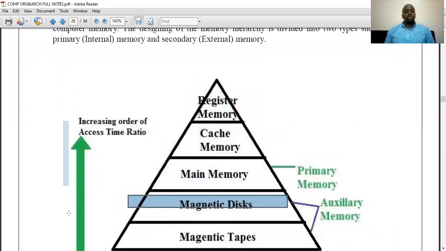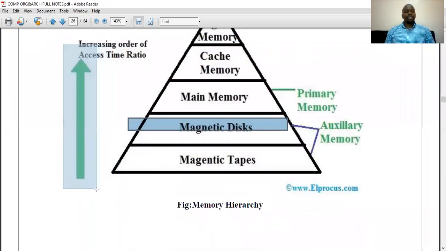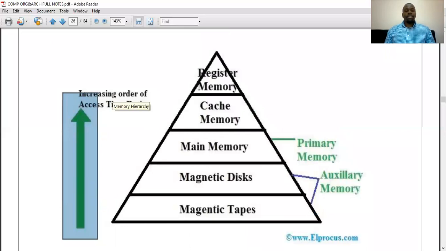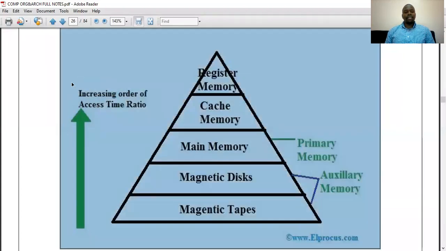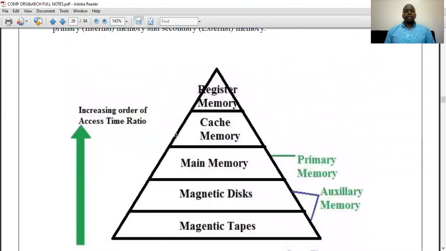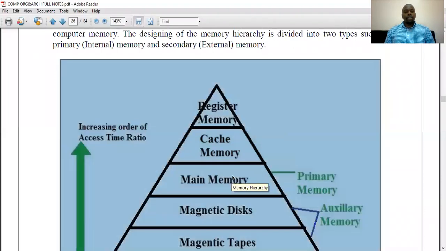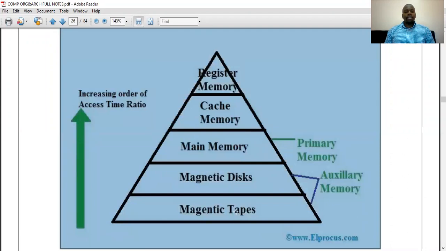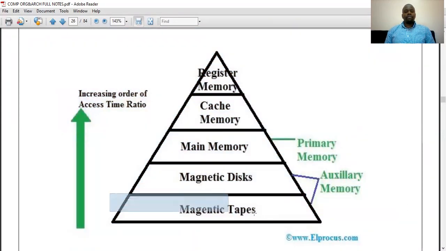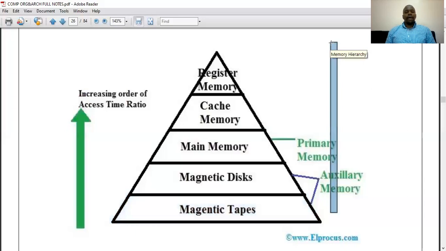So what we have here is what we call the increasing order of access time ratio. Access time ratio is basically the speed of accessing that memory, or the speed of accessing instructions in that memory. So this is the memory hierarchy. At the top we have registers, then cache memory, then main memory, then magnetic disks and magnetic tapes. The ones that are further below in the pyramid are slower memories, and they're also cheaper. But the ones that are further up the hierarchy are faster and are also more costly.